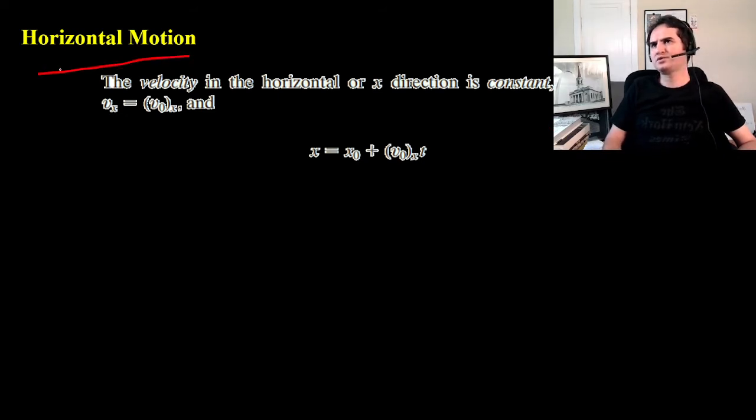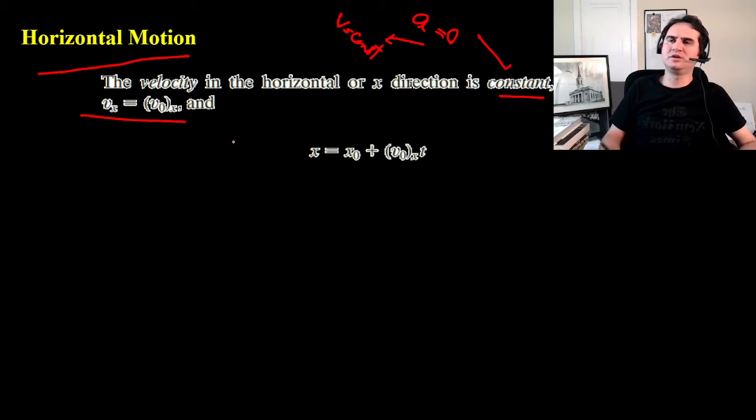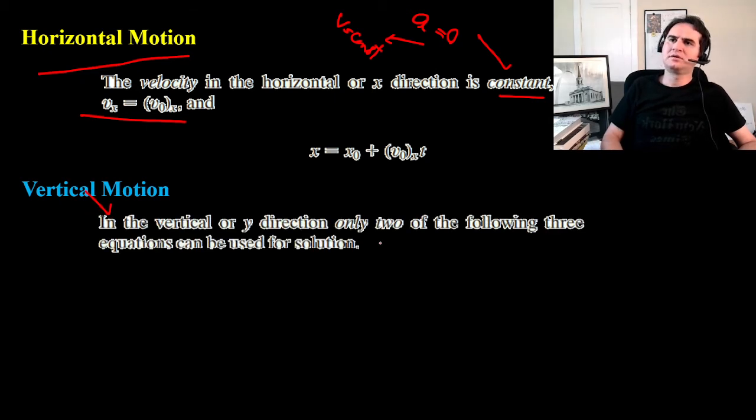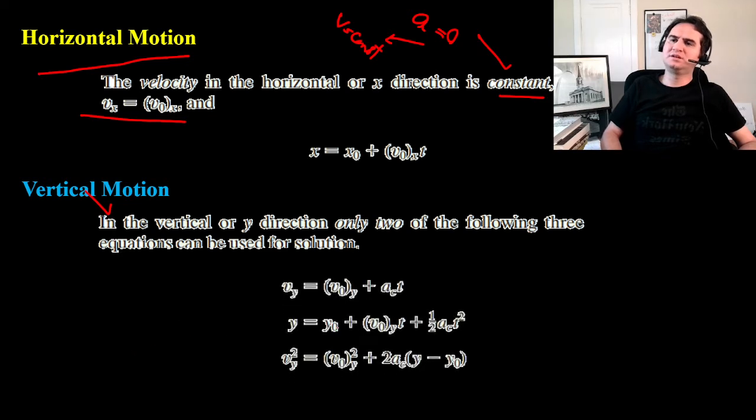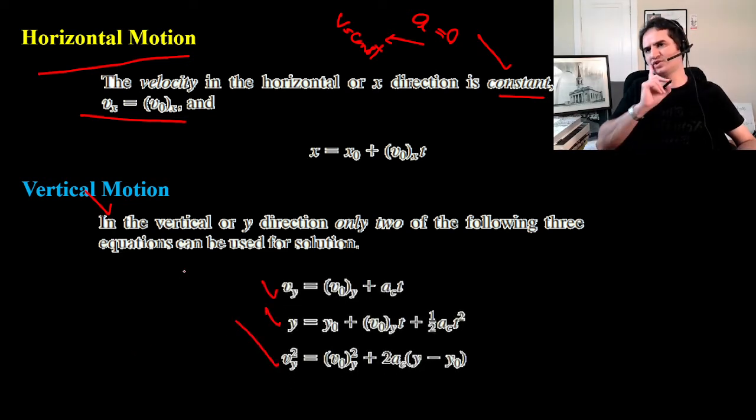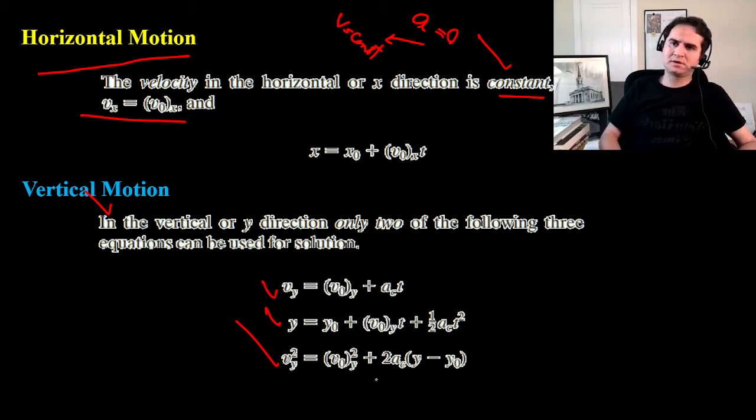So in horizontal motion, the velocity in the horizontal or x direction is constant because a is equal to 0, so velocity is constant, and that's equal to v naught, the initial velocity. x is equal to x naught plus v naught in the x direction times time. And in the vertical motion, we just need to solve two of these equations. So one is vy, y, or again vy squared based off acceleration.